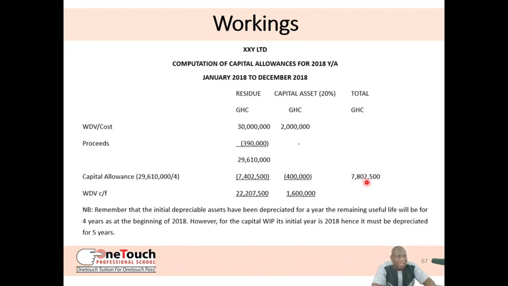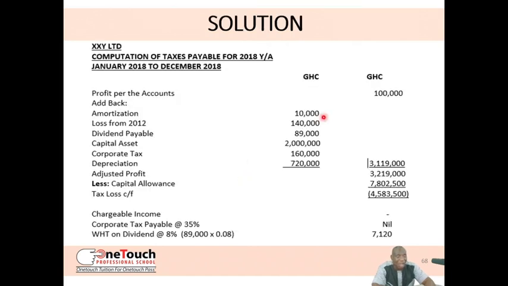So these will be the workings for the capital allowance. NB. Remember that the depreciable assets have been depreciated for a year. The remaining useful life will be 4 years at the beginning of 2018. However, for the capital work in progress, its initial year is 2018. Hence, it must be depreciated for 5 years. So while this one is good for 5 years, this one is good for what? 4 years. That's all for the workings for capital allowance. Then now, you come to the adjustment of the profit. Okay? Please, your headings are very, very important when you are working questions of this nature.